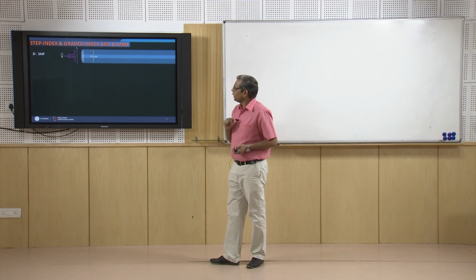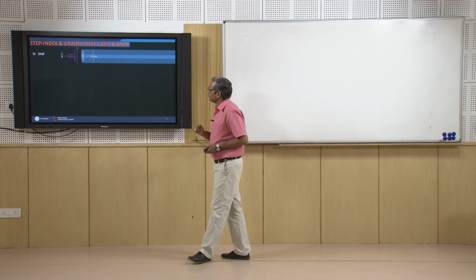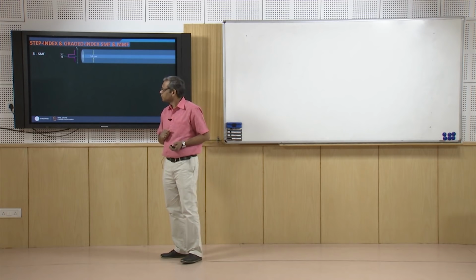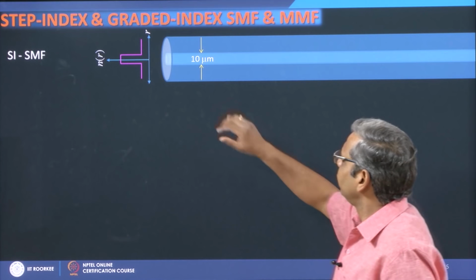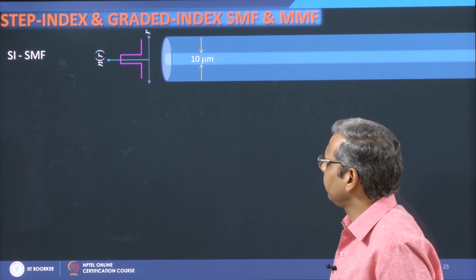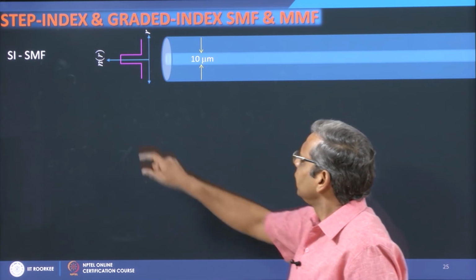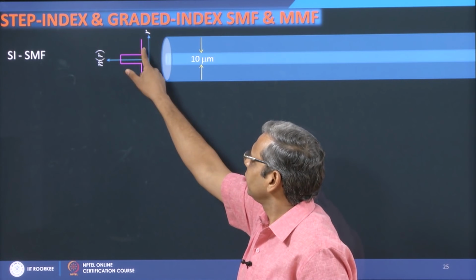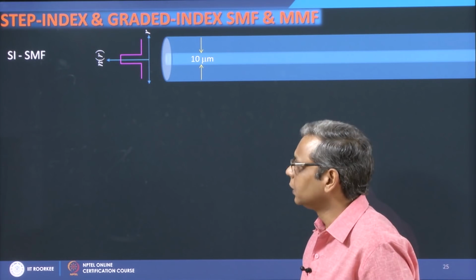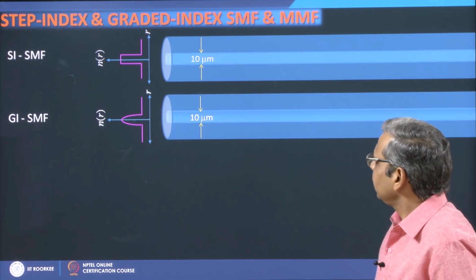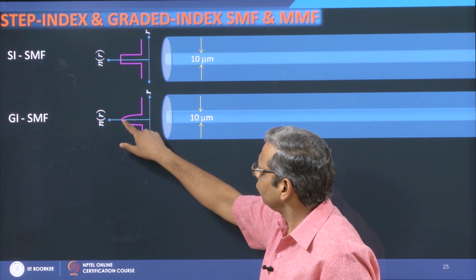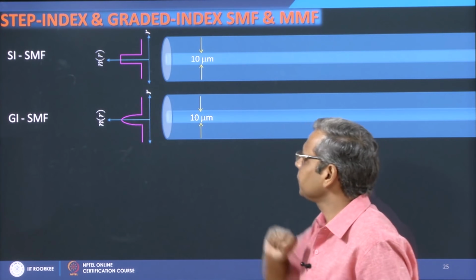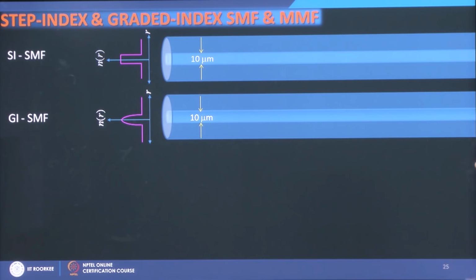Now you can also have step index and graded index fibers. This is a step index single mode fiber where the core diameter is about 10 micron and the refractive index in the core and in the cladding is uniform. In the same dimensions, you can also have a refractive index in the core which changes with radial position, then it is called a graded index single mode fiber.